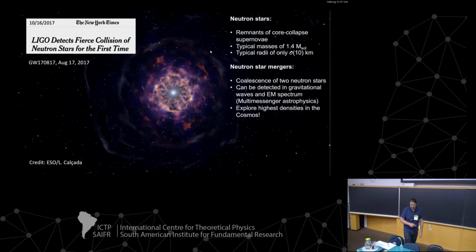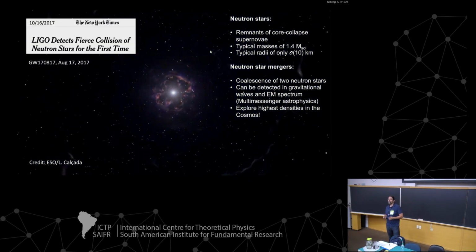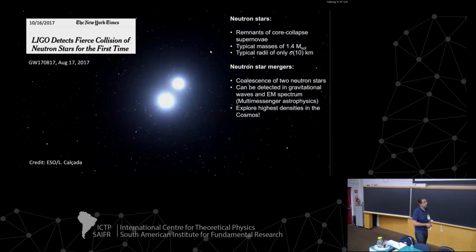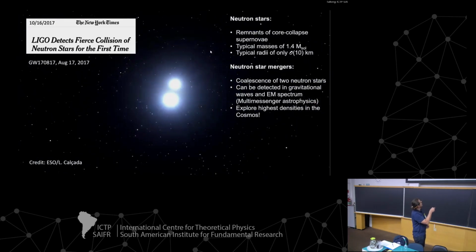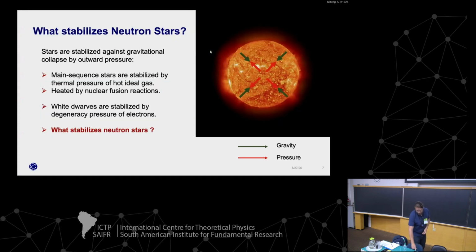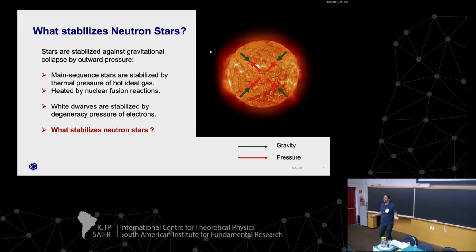And we have seen these things. I guess you all are aware of LIGO and the LIGO observations in the past decade. In 2017, there was the first detection of such a system. And so this is pretty cool. And so if we ask ourselves, what actually stabilizes neutron stars? These are so dense objects, right?